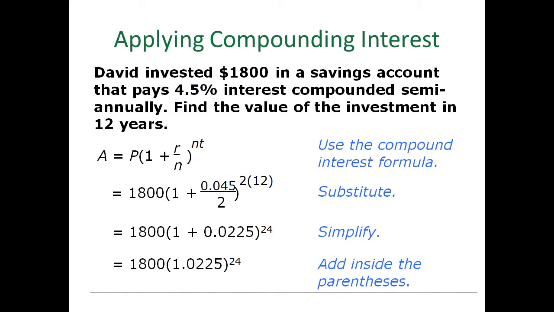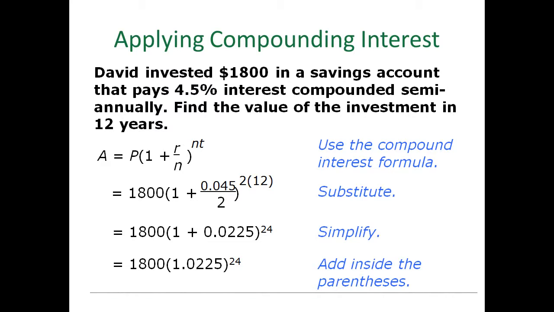So let's look at the formula and apply it to an example. If David invests $1,800 in a savings account that pays 4.5% interest that is compounded semi-annually, what is the value of the investment in 12 years? We have our compound interest formula, where P equals principal, or $1,800, and then we multiply that by 1 plus the interest rate divided by 2. We divide it by 2, which is the number of times it is compounded in a year.